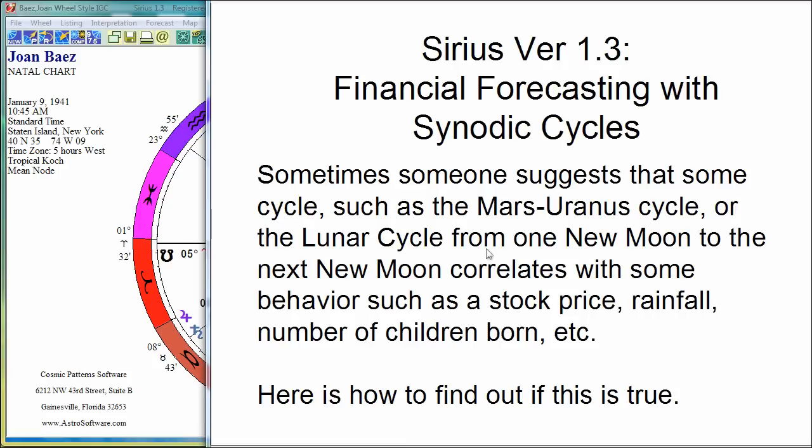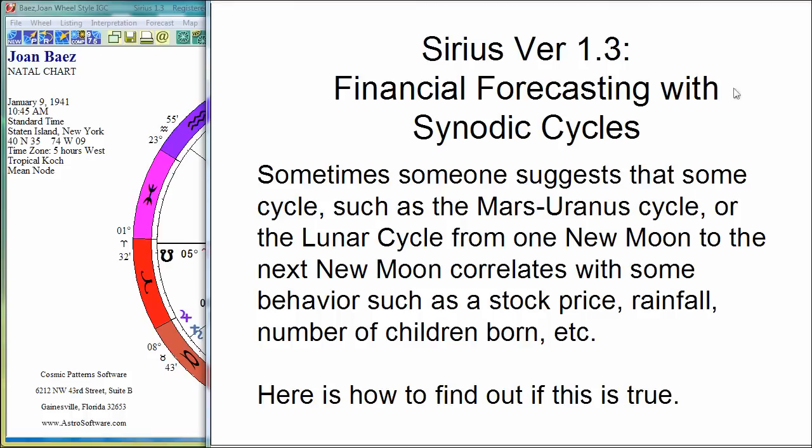Hello there. Today I'm going to talk about financial forecasting with synodic cycles. This is a specific kind of question that can arise. There are many features in Sirius that are geared towards specific information that you want, whether it might be a medieval or a Vedic or a harmonic or cosmobiology or some form of research. Just lots of features that are for a small number of people who run into a particular question or some kind of information that's wanted, and this is an example of it.